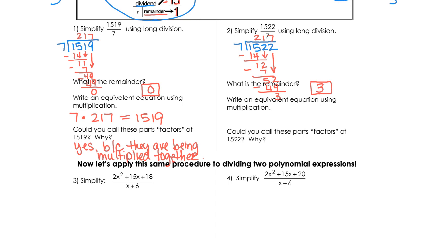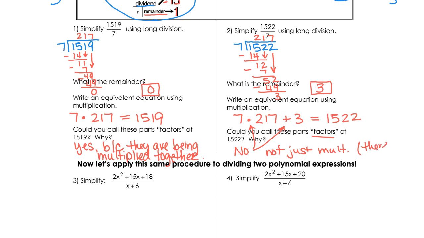Okay. Write an equivalent equation using multiplication. Well, we can't just use multiplication in this one. We can do 7 times 217, but that's only going to give us 1,519. So we're going to have to add on our remainder of 3, and then our equation would be 7 times 217 plus 3 equals 1,522. So could you call these parts factors? And the answer is no, because it's not just multiplication. There's that addition in there too.